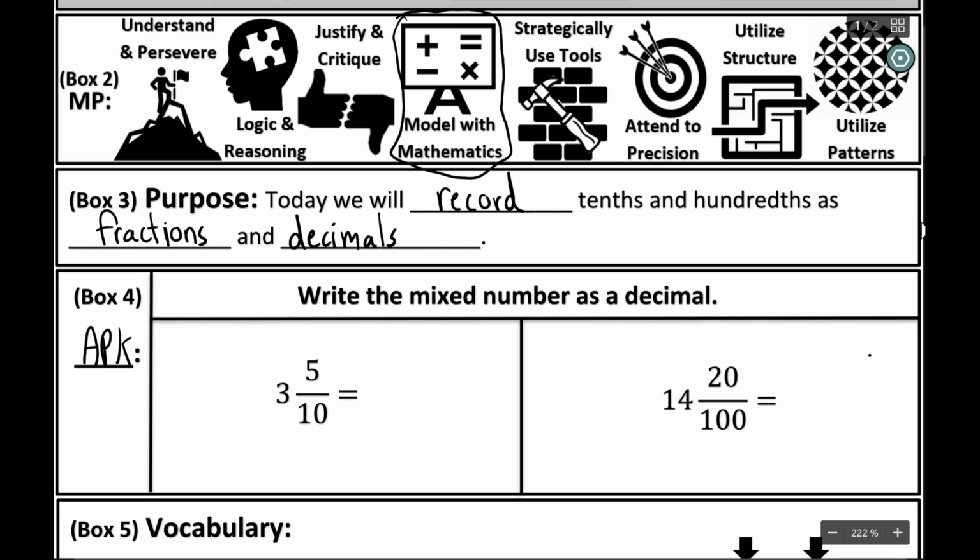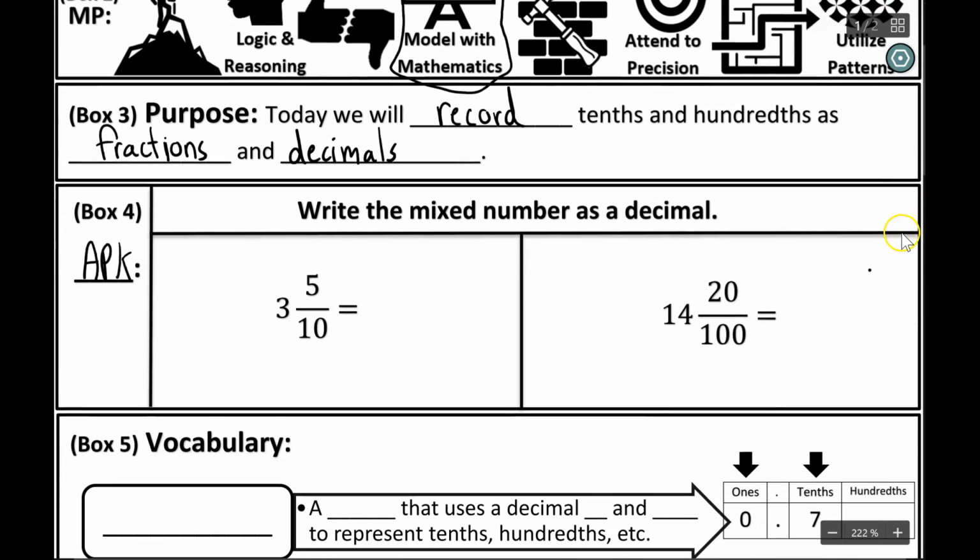And the instructions read as, write the mixed number as a decimal. Okay? So that seems like pretty simple instructions. So I have 3 5/10 for my first APK problem. And when I write this as a decimal, it's going to equal 3.5. Remember, I look at the denominator, it's in the tenths place. The 3 gets carried over here, and then the 5 gets carried over here. I don't put another 0 behind that 5 because I'm working with tenths.